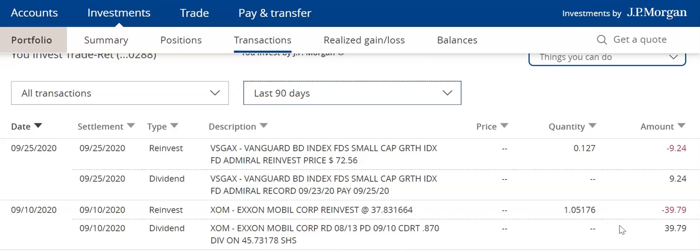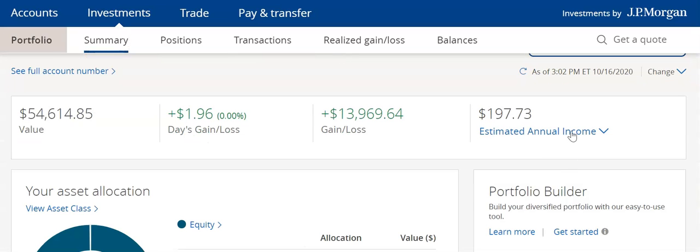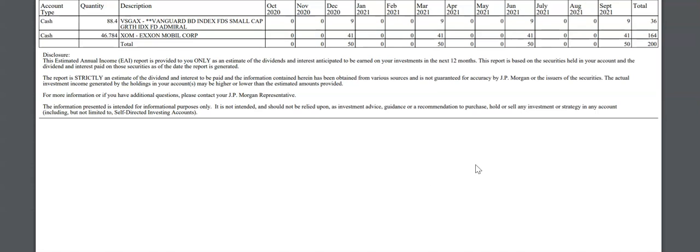Now, if you notice, the 39.79 is how much the dividend actually was. If we go back to the summary tab and we click here and we click the estimated annual income, remember, by clicking that we were given a PDF that looked like this. And you can see that the dividend for ExxonMobil was 41.